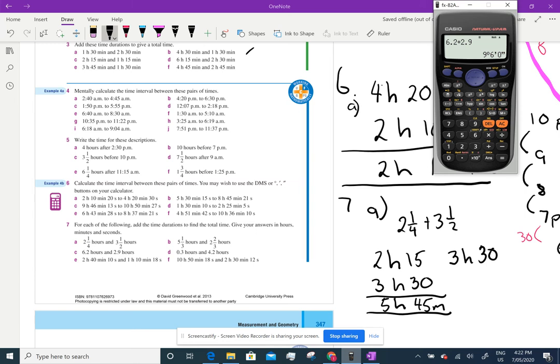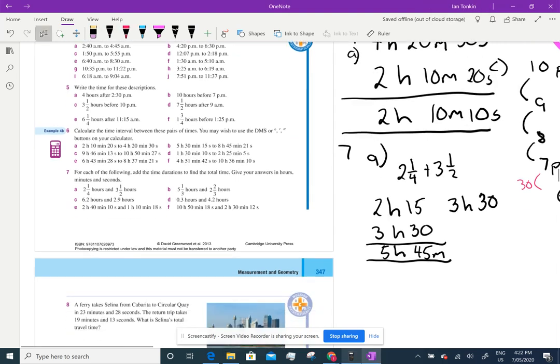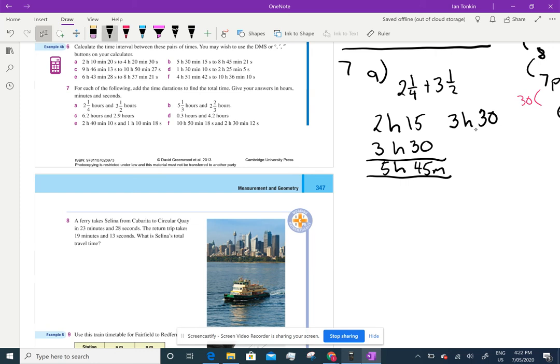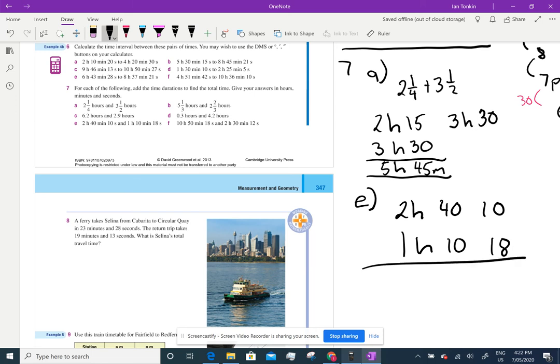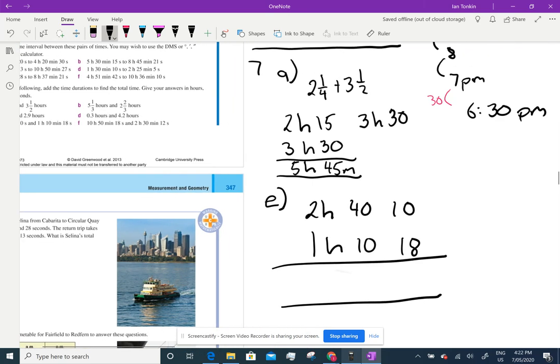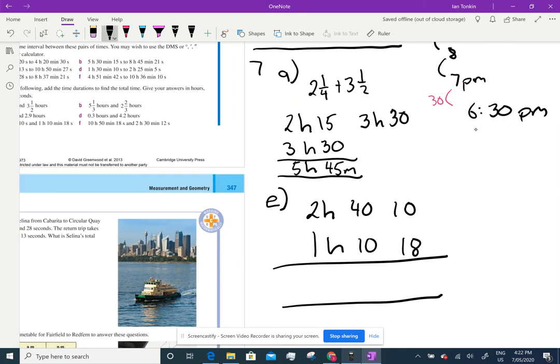Now you could do it manually. Actually, I will. I'll do it manually, and then you'll see why I suggest you use a calculator. So I've got 2 hours, 40 minutes and 10 seconds, and I've got 1 hour, 10 minutes and 18 seconds. So I'm going to add each of these up. But if they go past 60, I should have done F. If they go past 60, it'll be hard. So 10 plus 18, 28. So I've got 28 seconds. 40 plus 10, 50 minutes. And 1 plus 2, 3 hours.